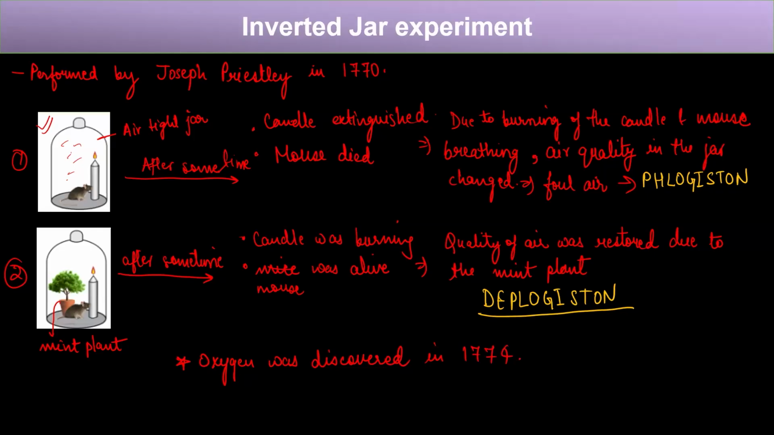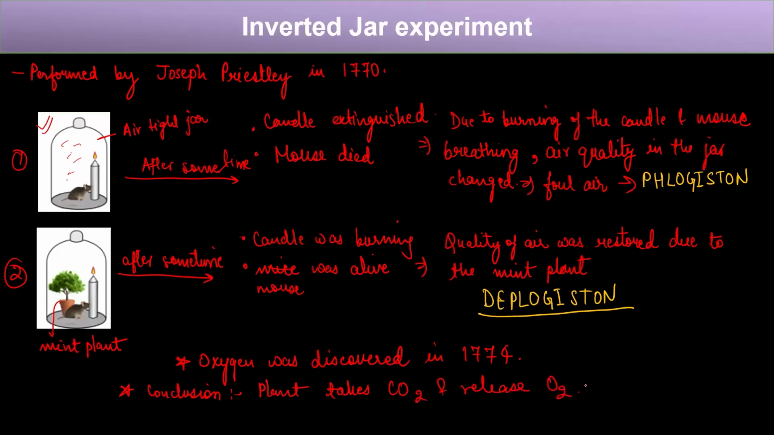So this was the inverted jar experiment, which showed what the plant does. The plant takes carbon dioxide and releases oxygen. So overall, the conclusion of the experiment was that the plant takes CO2 and releases oxygen.